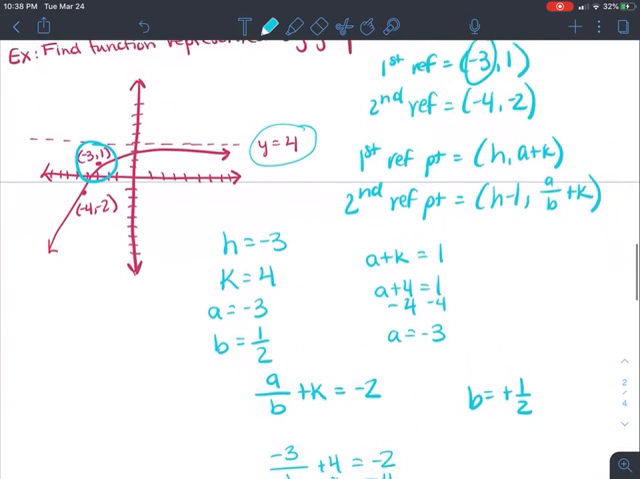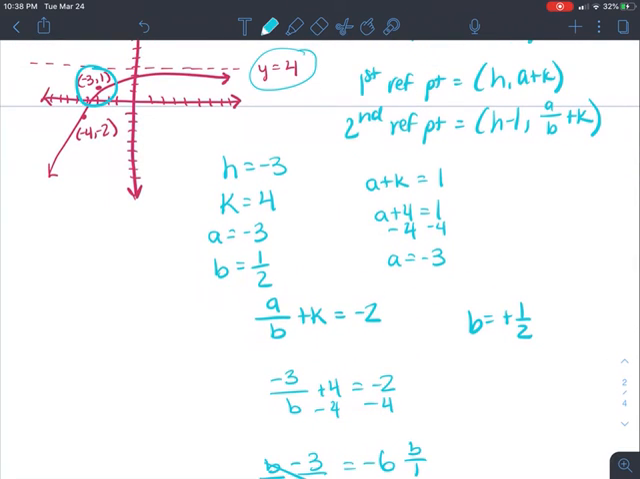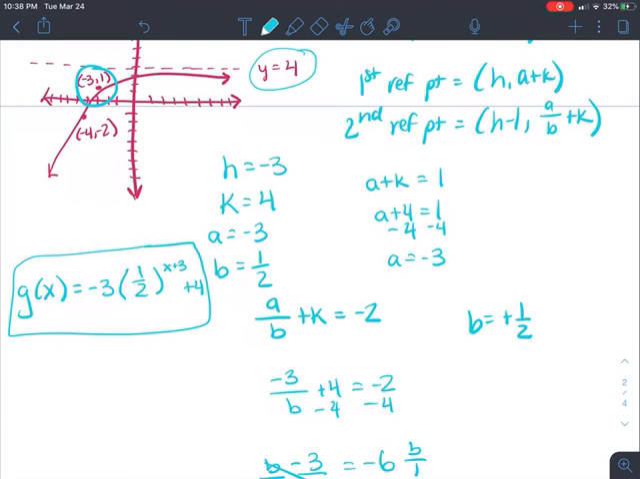And those are the values. So I can write my function as g of x equals a, so negative 3, times my base, which is 1/2, to the x, plus 4. And that is my transformed function. And that is how you do exponential decay functions in Algebra 2.